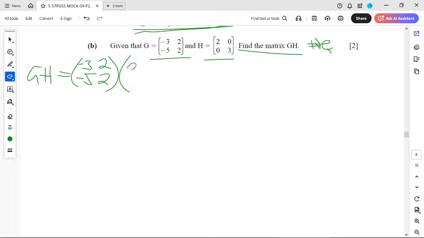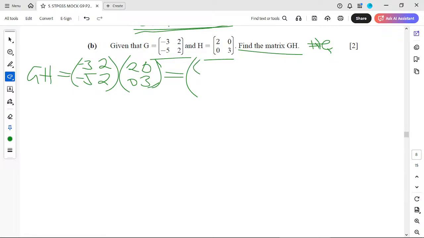Matrix H is 2, 0, then we have 0, 3. Okay, like that. Once we've done that, the next thing we're going to do is go to the next step where we open a bigger matrix. Then after that, we're going to be opening a smaller matrix.